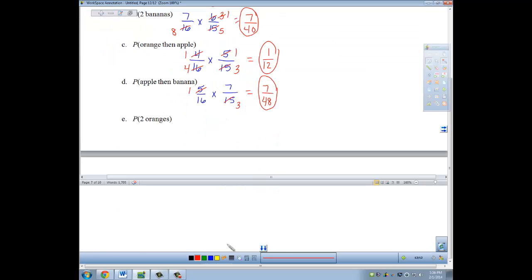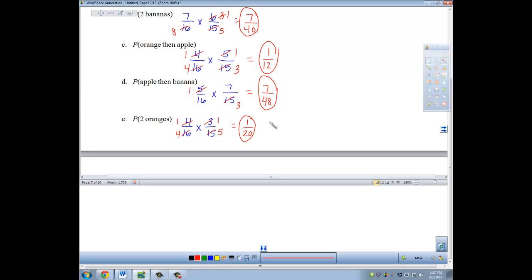The last one, we want 2 oranges. There were 4 oranges to choose from at the beginning, so 4 out of 16. Times, now that I chose 1 orange, I only have 3 left out of 15. I can reduce again, so 4 and 16, that turns into 1 and 4. 3 and 15 turns into 1 and 5. So we get 1 out of 20.